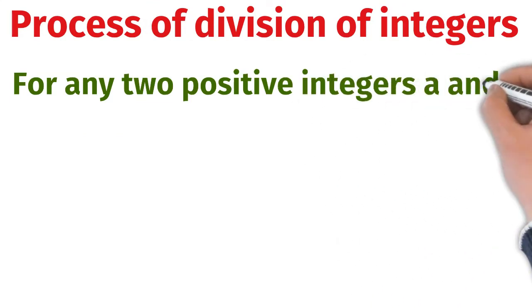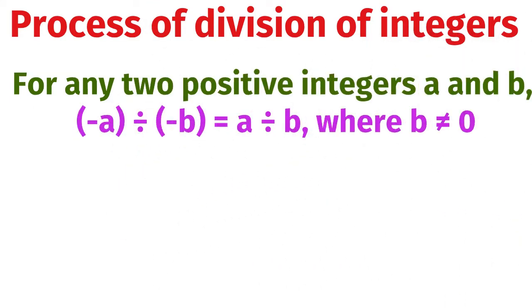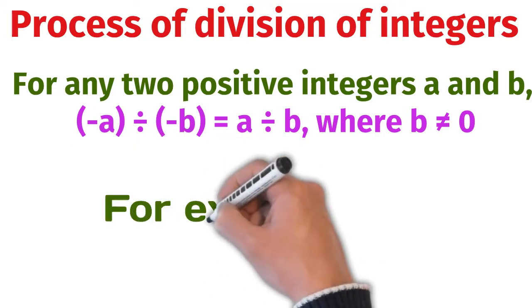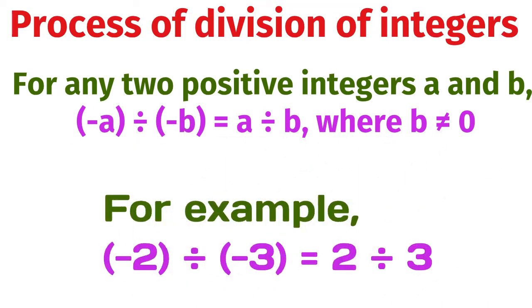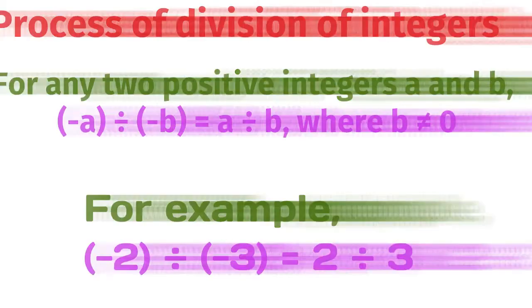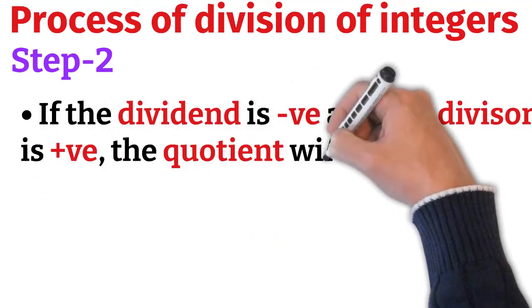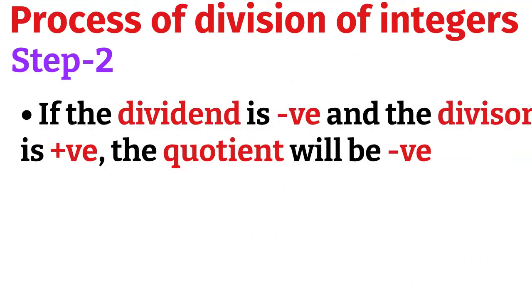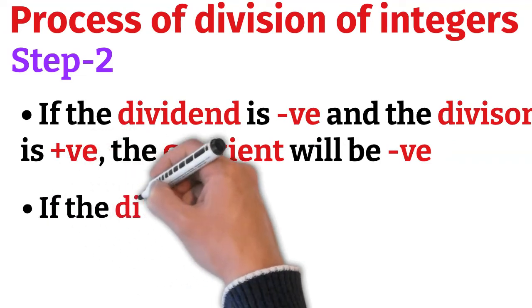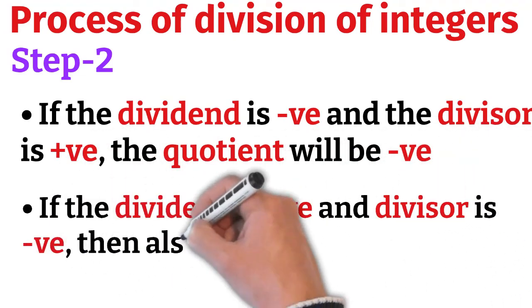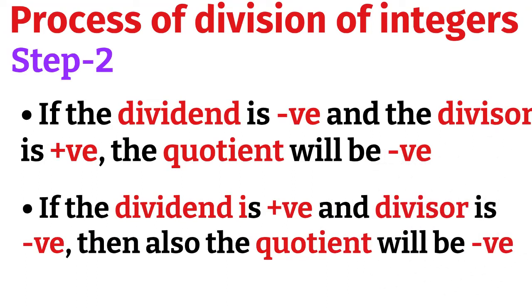Here we should note that for any two positive integers a and b, minus a divided by minus b equals a divided by b, where b not equal to 0. For example, minus 2 divided by minus 3 equals 2 divided by 3. Next, if the dividend is negative and the divisor is positive, the quotient will be negative. And if the dividend is positive and the divisor is negative, then also the quotient will be negative.